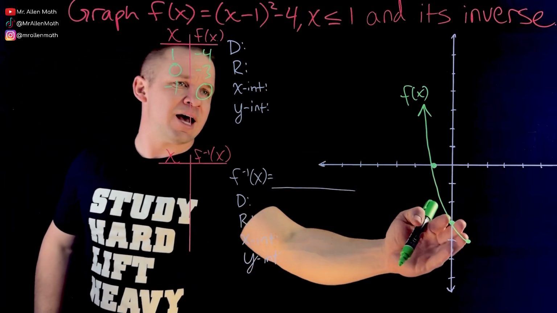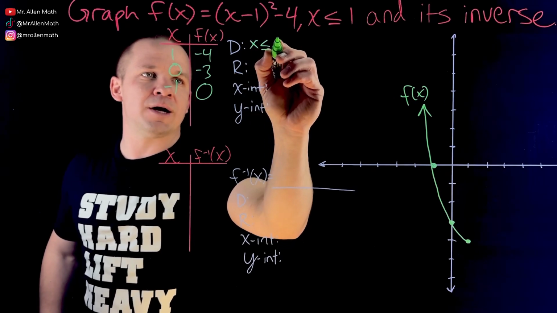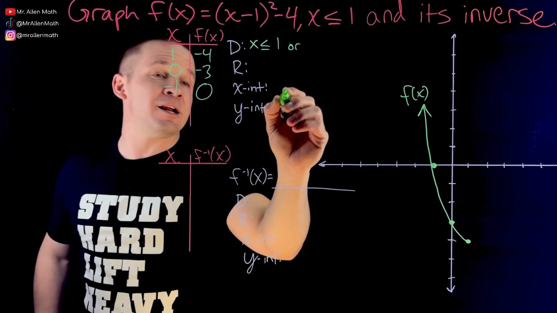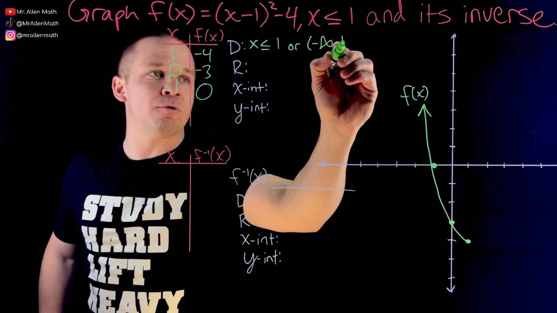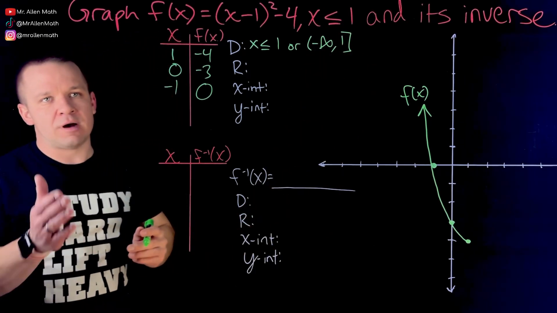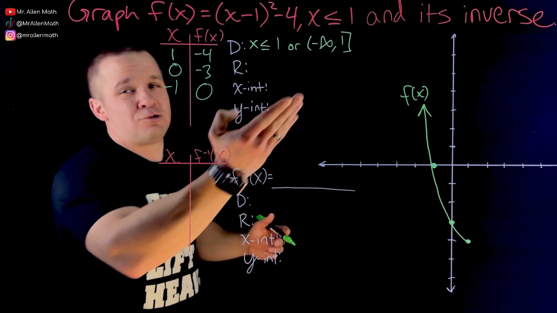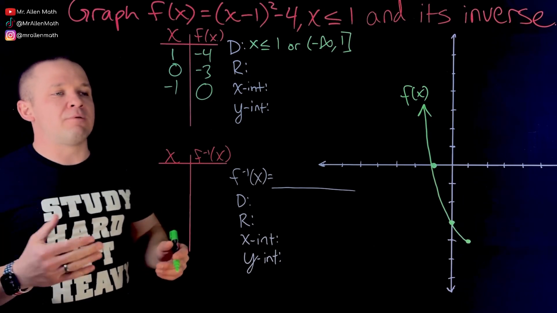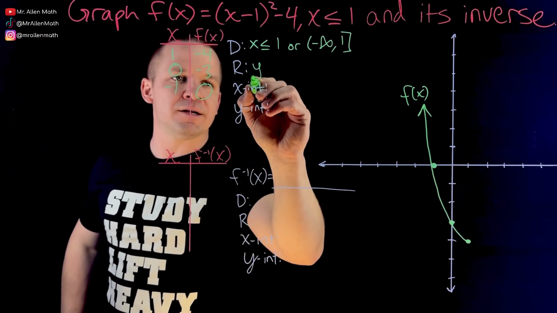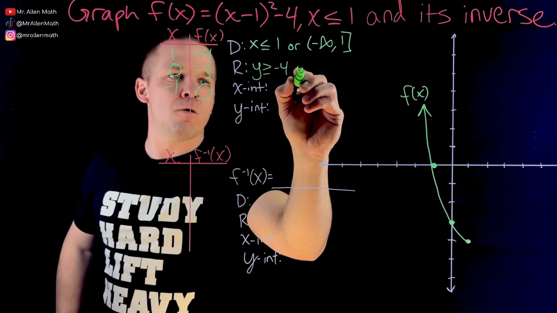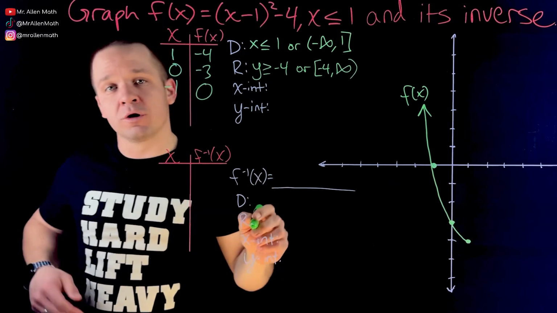My domain, x is less than or equal to positive 1. Or you can write it in interval notation. It'd be negative infinity to positive 1 with a bracket. Either of those notations is totally fine. I often do the inequality because it's usually given that way in the problem. How about my range? Well, it's always greater than or equal to negative 4. So either I would say y is greater than or equal to negative 4, or you could say negative 4 to positive infinity. Your call, whatever you want to do.